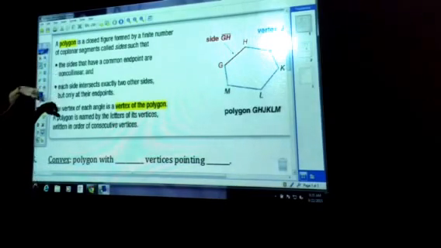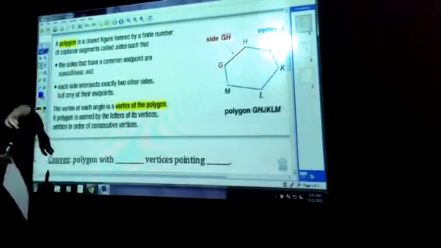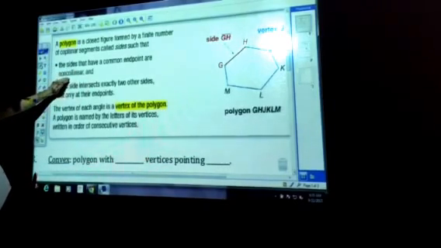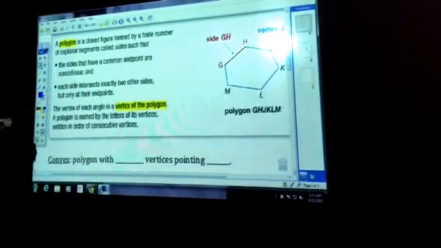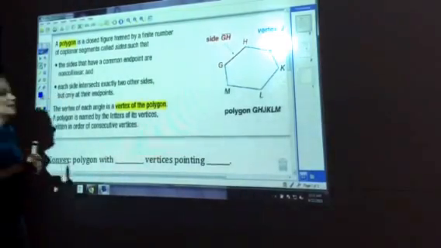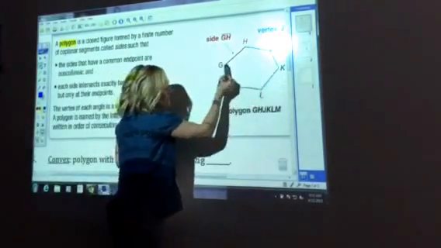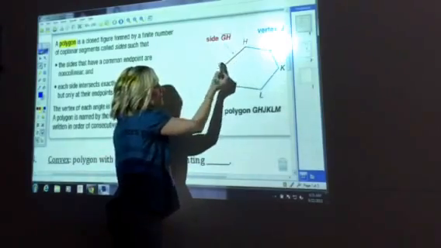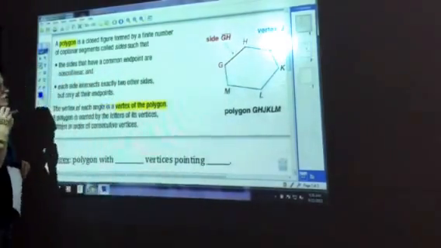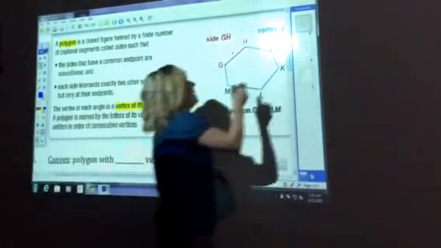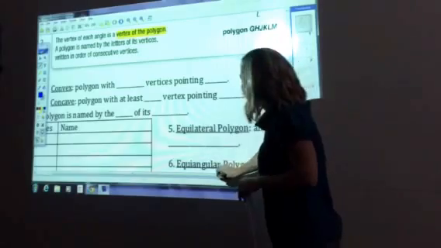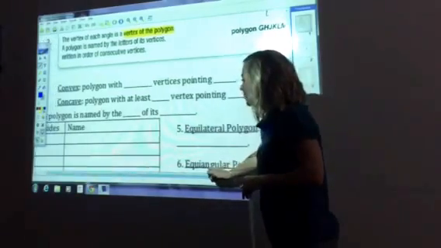It has to have two things. It has to be a closed figure. It has to have sides that have a common endpoint that are non-collinear, and each side intersects exactly two other sides. So you can't have another segment in here or anything like that where there's three segments that intersect at vertex G, okay? Only two.